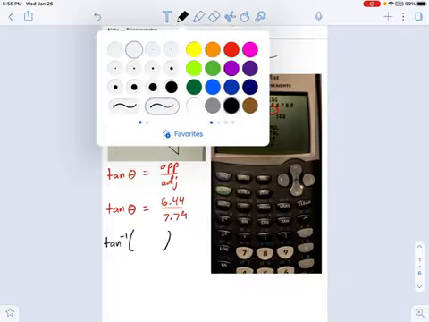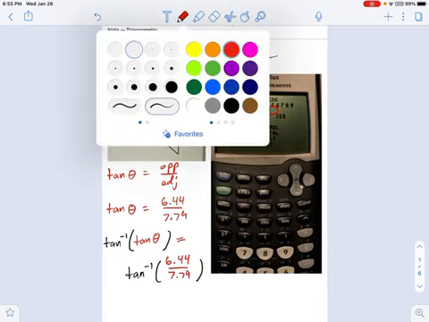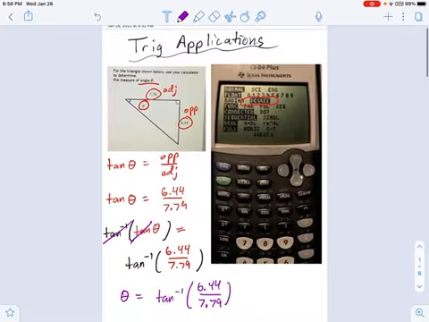So we're going to have the inverse tangent of theta. That's going to be on the left. And then on the right side, you get the inverse tangent of, and we put the right side of our former equation in here, 6.44 divided by 7.79. So look what pops out. Those tangents are going to cancel out. The inverse tangent of tangent, right? Those cross out, and we get this as our final equation. Theta equals the inverse tangent of 6.44 over 7.79.